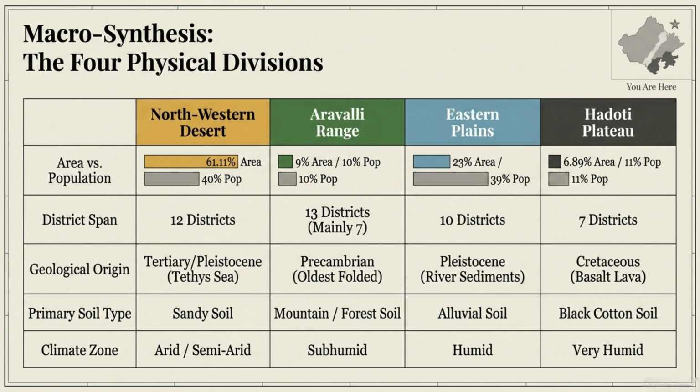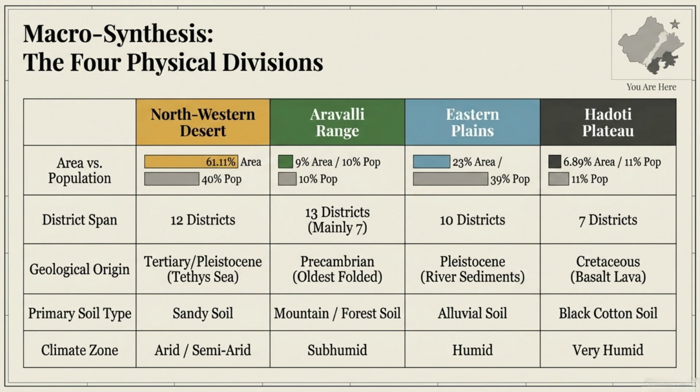Second, the ancient Aravalli Range accounts for 9% of the area and 10% of the population, stretching across 13 districts. This Precambrian folded mountain zone is dominated by forest soils and a subhumid climate. Third, the eastern plains make up 23% of the land but house a massive 39% of the population due to fertile river sediments, alluvial soil, and a humid climate.